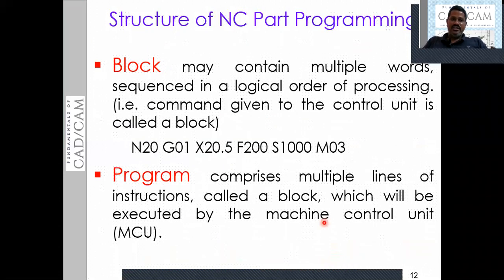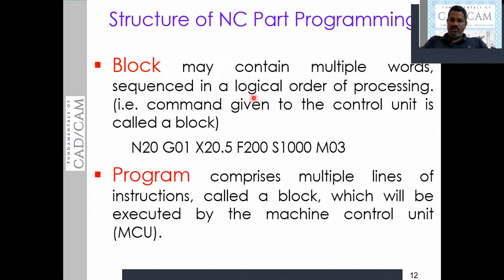Then let me move further to discuss what exactly a block is. A block may contain multiple words. If the words are combined together, they form a block, which signifies one command or one instruction to the machine to perform one operation. So a block must contain multiple words if we combine words to get the block.